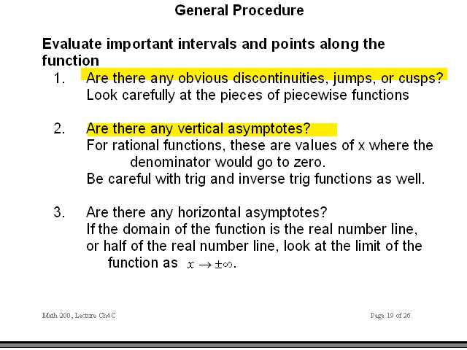Be careful with trig and inverse trig functions as well. They have vertical asymptotes. And then check for horizontal asymptotes. That means look at the behavior of the function as x goes to plus or minus infinity, assuming the function is defined on the real line and not on some closed interval.